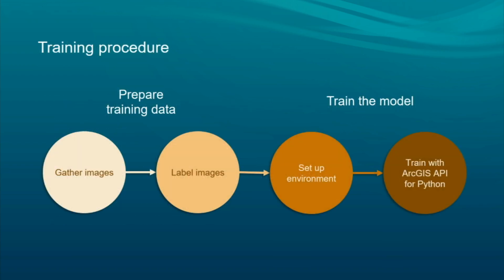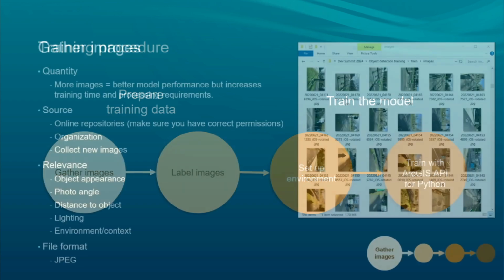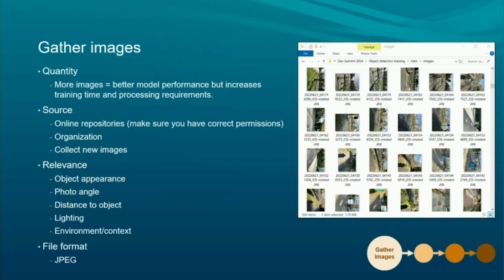So getting back to stepping through the training procedure, we'll start with gathering the training images. Of course, to train an object detection model, you're going to need to gather a large collection of images depicting the objects that you want to detect. There are a lot of variables impacting the number of images needed. For this model, we used around 500 images.